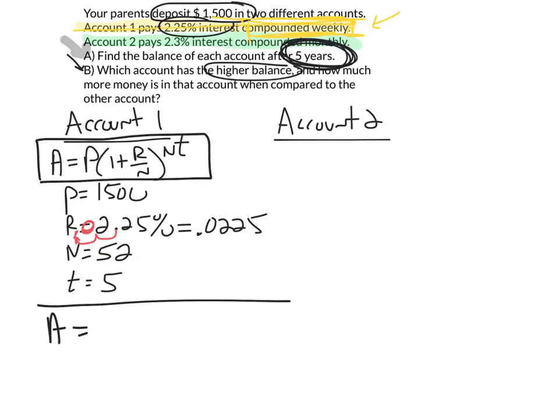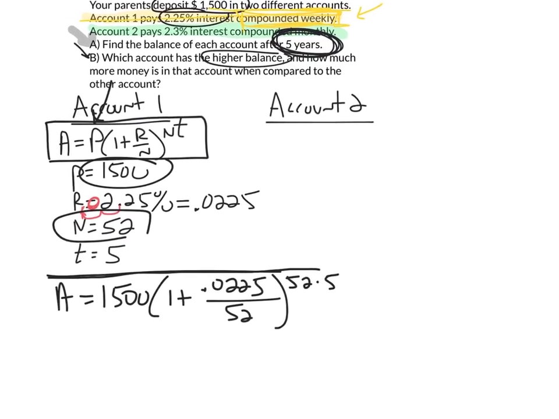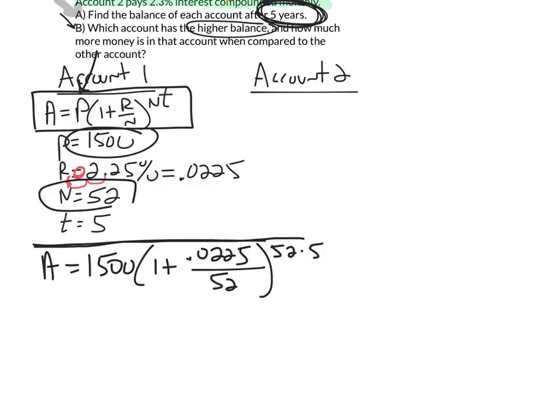So let's substitute into this interest formula with account 1's information. We have A as the balance. That equals the principal, which for both accounts is $1,500, times 1 plus R over N. So 1 plus 0.0225 over N, which is 52, close parentheses, raised to the N times T, which in this case is 52 times 5 power. So the first thing I want you to do is to take a calculator picture of account 1 and its balance.